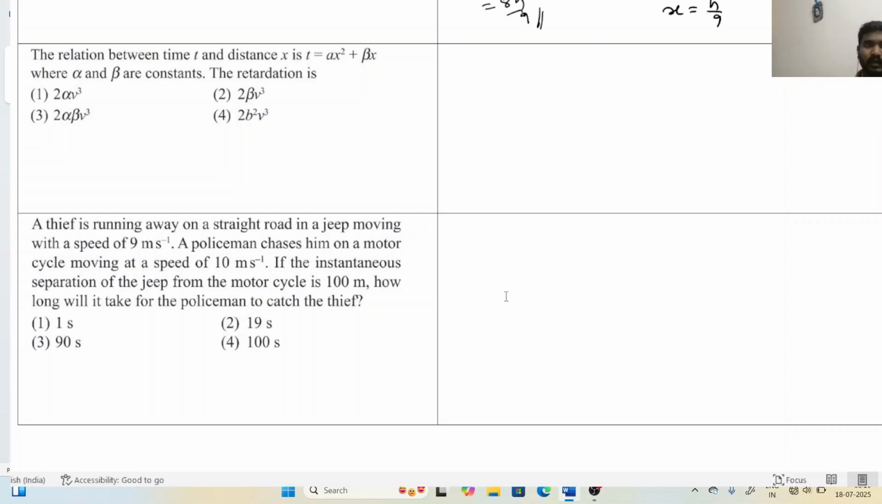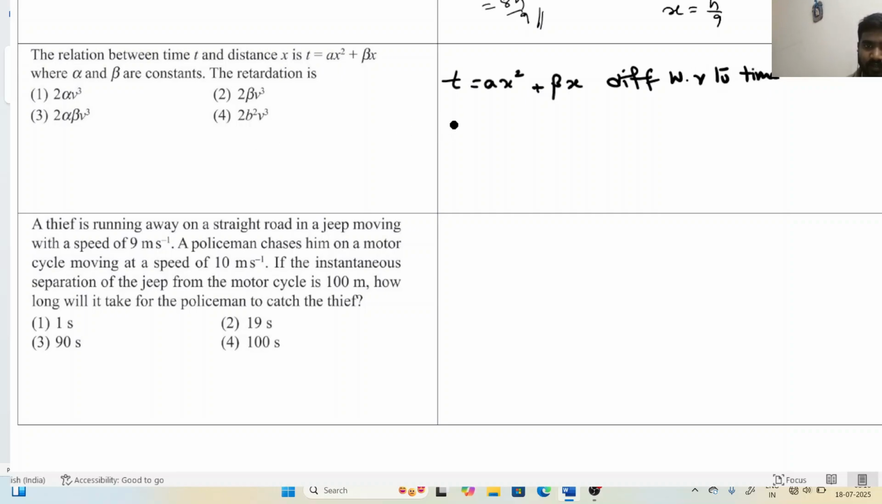Problem. The relation between time and distance is given as t equals alpha x square plus beta x. The retardation is given by. First, differentiate with respect to time.